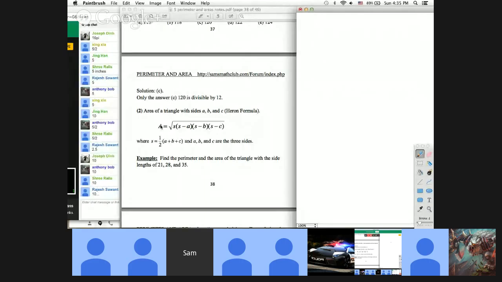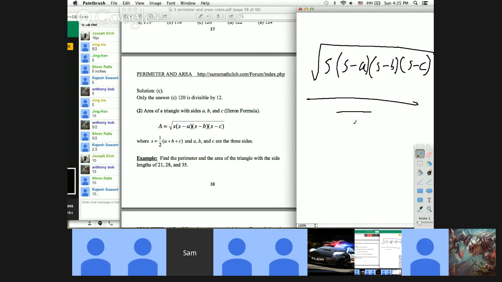So Heron's formula just basically says that area is equal to the square root of S multiplied, S is semi-perimeter, I'll explain that later. So first off it's the square root, and then S, semi-perimeter, and then semi-perimeter minus one side, multiplied by semi-perimeter minus the other side, multiplied by semi-perimeter minus the third side. So that's Heron's formula.